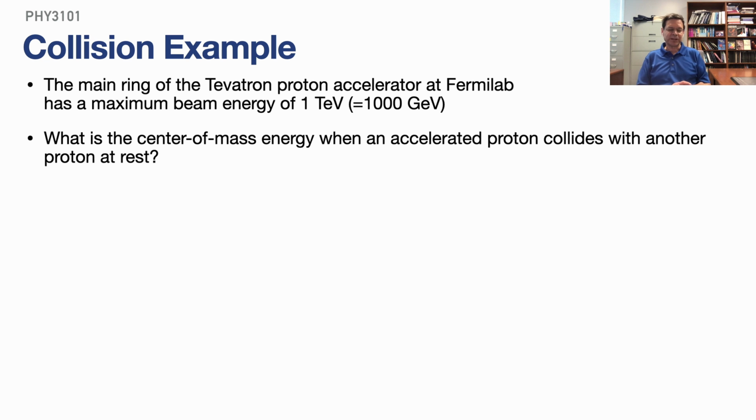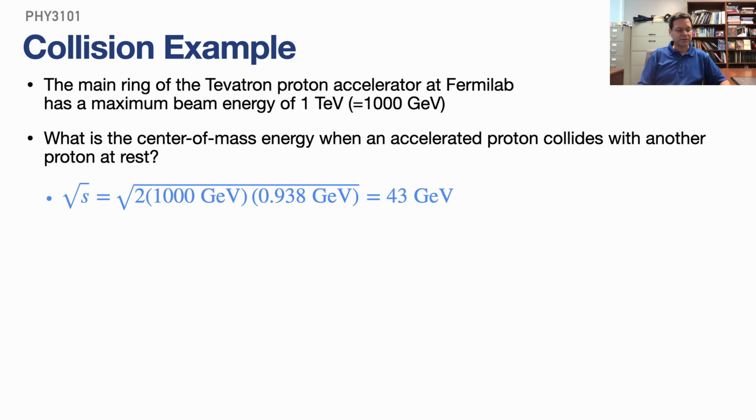So what is the center of mass energy when an accelerated proton from that accelerator collides with another proton at rest? So you've accelerated one proton to 1 trillion electron volts, and you smash it into another proton at rest. What is the center of mass energy? Well, from our formula before, we can safely say that 1 TeV here is much, much larger than the rest mass energy of a proton, which is only less than 1 GeV, then we can use the approximate formula that is twice the incident energy times the rest mass energy of the fixed target particle. So square root of 2 times 1,000 GeV times 0.938 GeV, which is going to give me 43 giga electron volts, 43 GeV, for the invariant mass of a collision of a 1 trillion electron volt proton with another proton at rest.